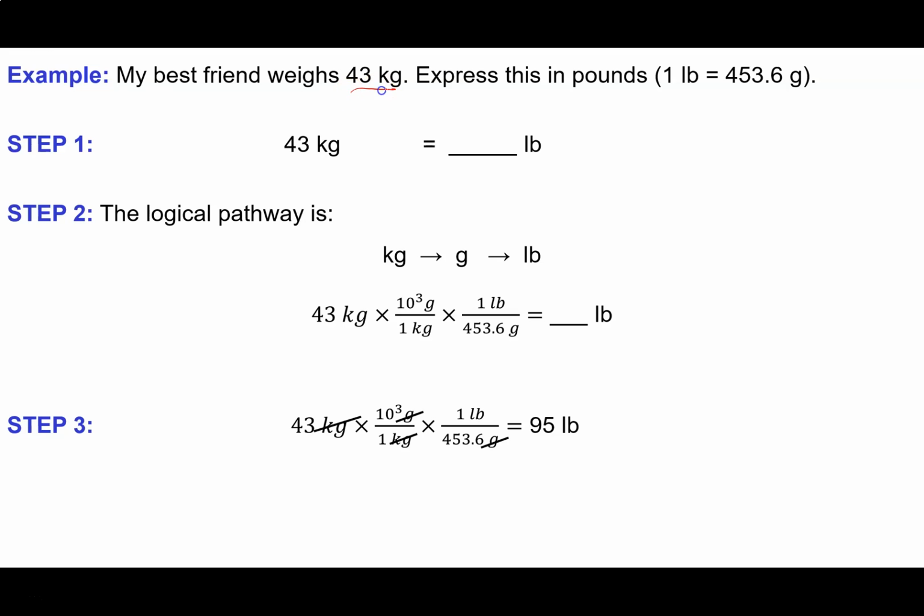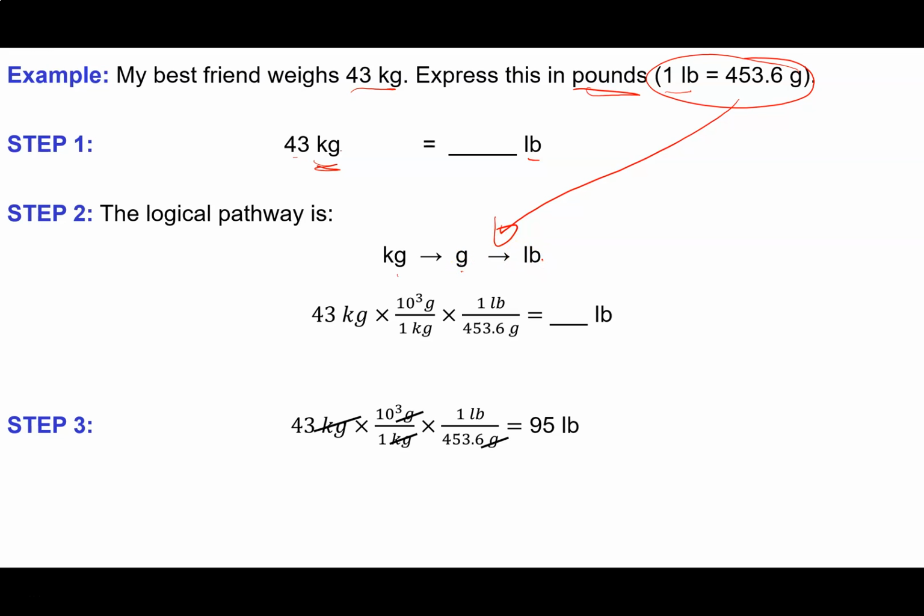My best friend weighs 43 kilograms. Express this in pounds. So 1 pound is equal to 453.6 grams. So a pound is a little under half a kilogram. Right? So 43 kilograms, and we want to turn it into pounds. So what I'm going to do is use the information that's given to go from grams to pounds. So I'm going to need to get this into grams. So I'm going to go kilograms to grams, and then I'm going to use that information there to go from grams to pounds.